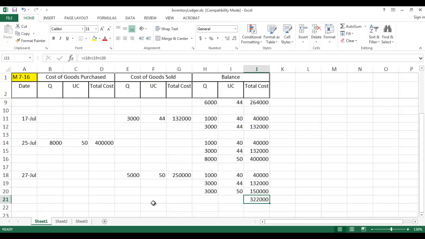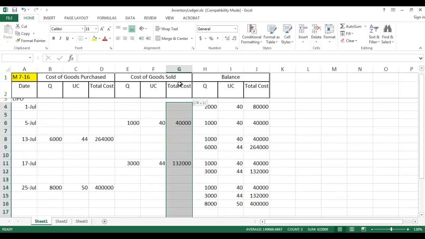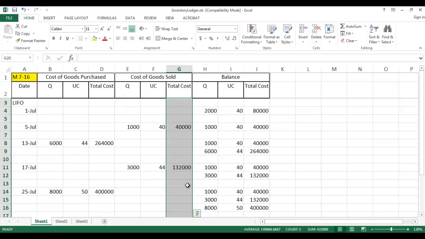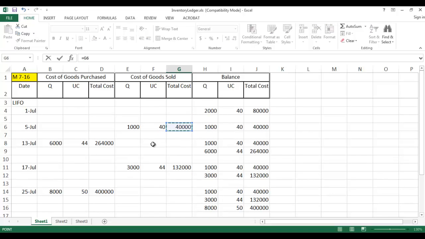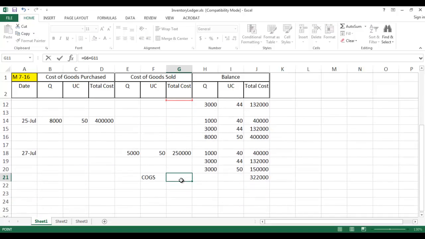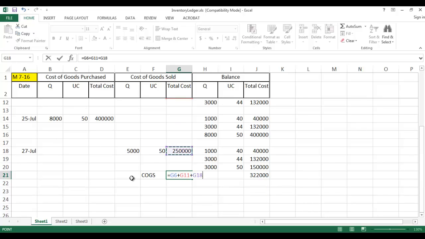To come up with my cost of goods sold, I can just total up, another handy side feature of this little ledger, all of the total costs from my sold column in this spreadsheet. So that's, if I scroll up, the 40,000 here, plus the 132 here, plus that 250 on July the 27th. Total cost of goods sold, 422. Again, this was ending inventory of 322.